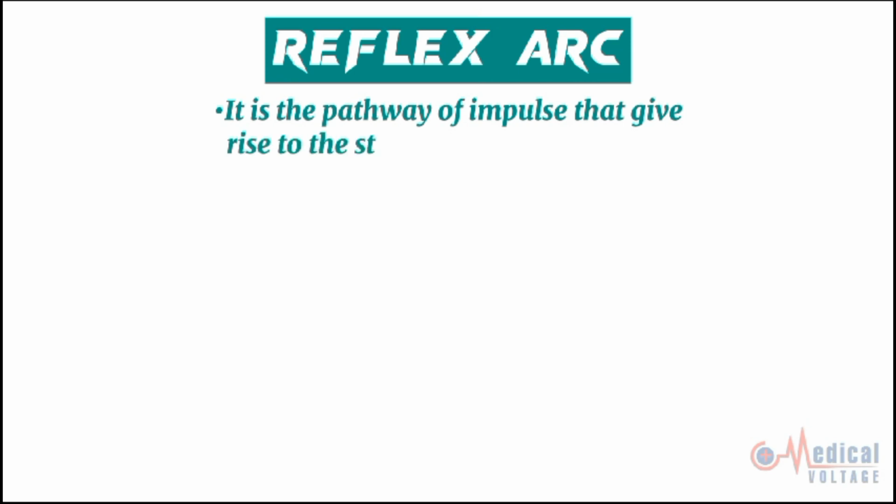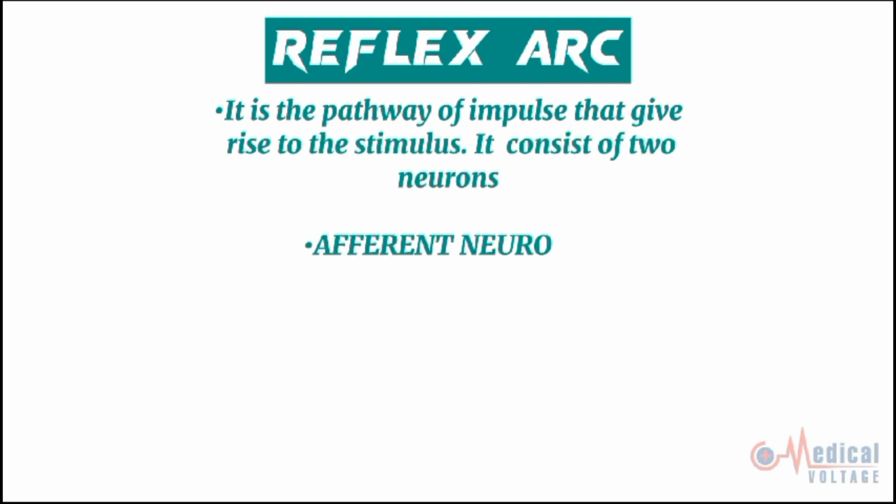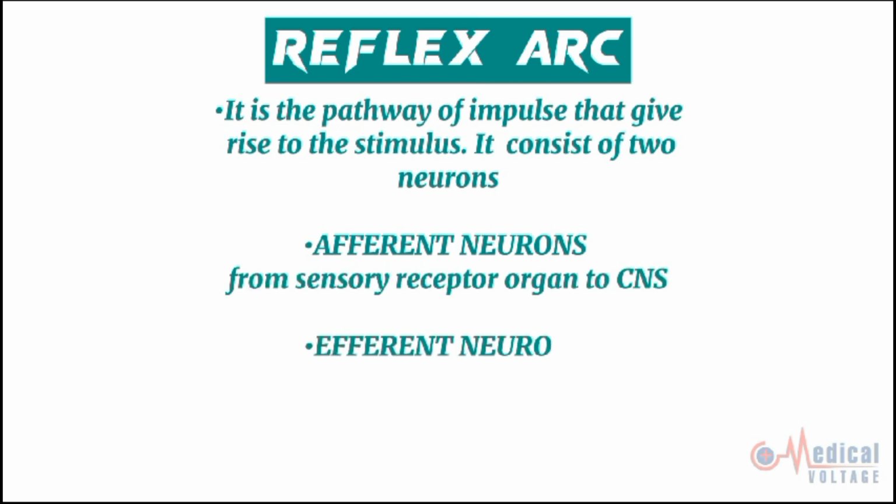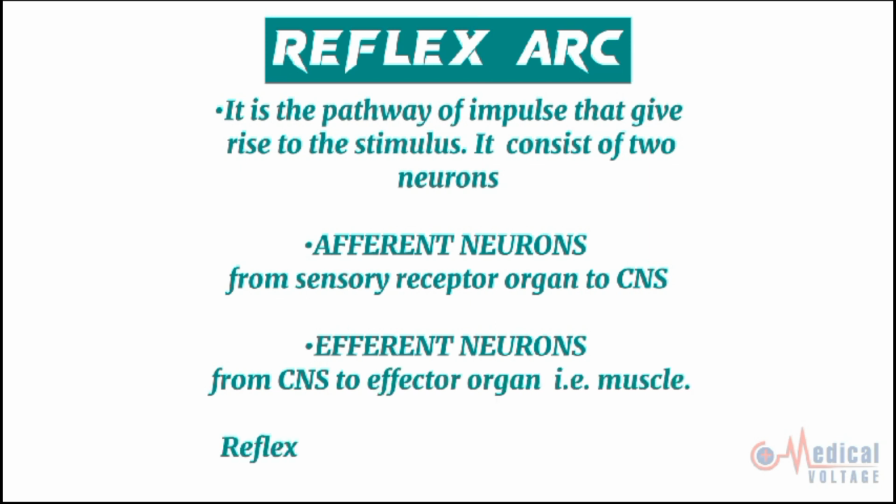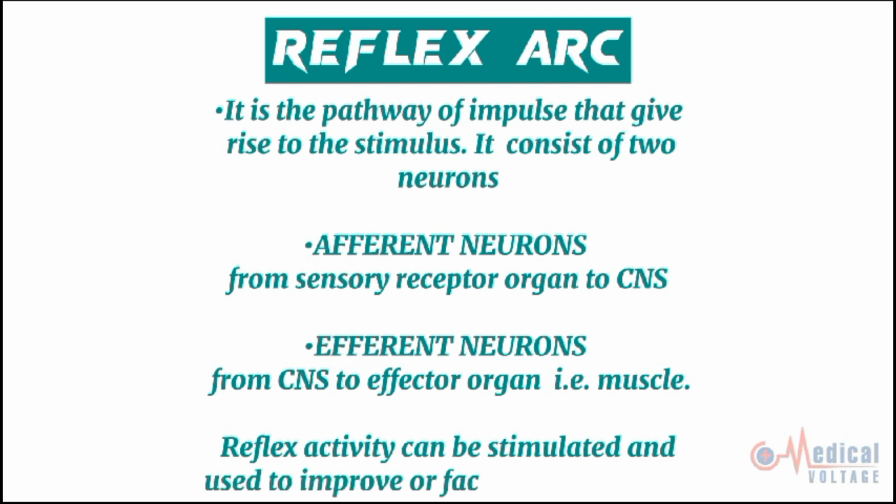Reflex arc. It is the pathway of the impulse that gives rise to the response to the stimulus. It consists of two neurons: afferent neurons, from the sensory receptor organ to the CNS, and efferent neurons, from the CNS to the effector organ, that is, the muscle. Reflex activity can be stimulated and used to improve or facilitate movement. A simplified reflex arc.